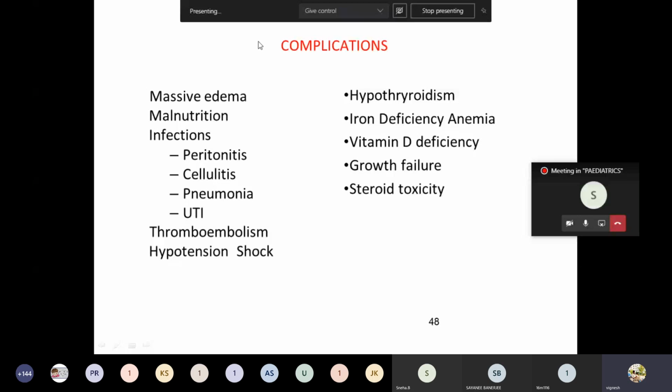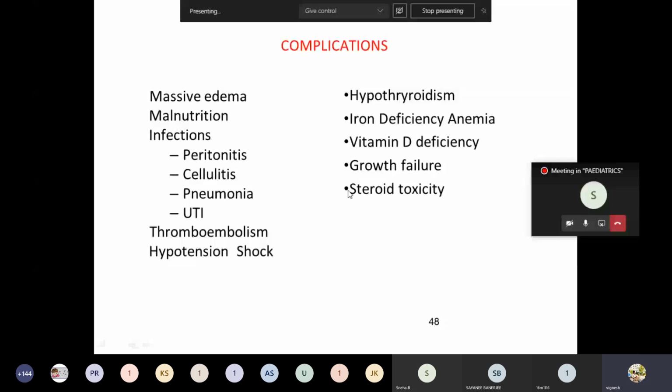You should be very cautious. Depending on the factors, you should go on treating the complication. Sometimes hypothyroidism will also be there; you should check thyroid levels regularly and treat the thyroid disorder based on them. Iron deficiency and anemia should be corrected. You should supplement for vitamin D deficiency. Because of iron deficiency, vitamin D deficiency, and protein malnutrition, the child is going to have growth failure.